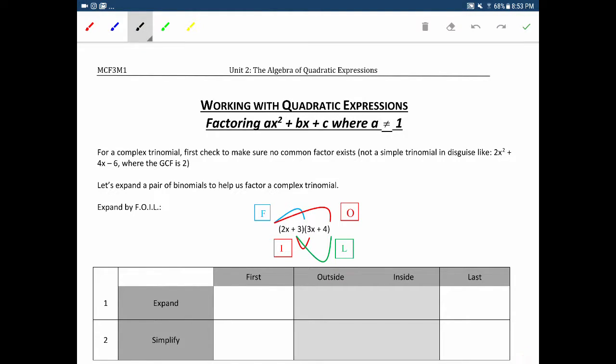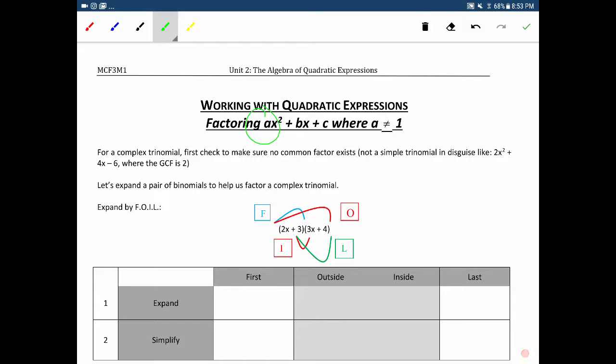Hey guys, today we are going to do some more factoring, but this time we're going to factor where the a value, or this value here in front of the x, is not equal to 1. In other words, when we look at this trinomial, there's going to be a number in front of the x squared that's visible to us. Okay? So, for a complex trinomial, first we're going to check and make sure there's no common factor.